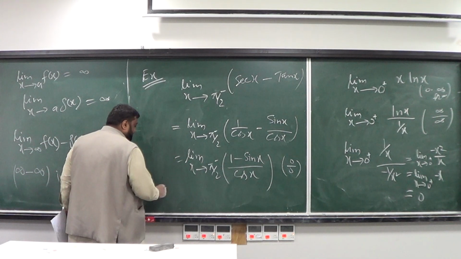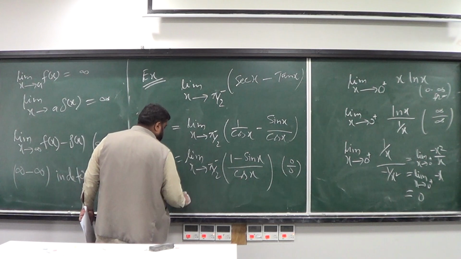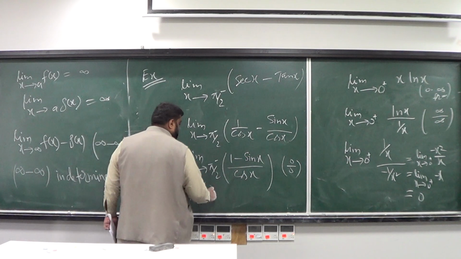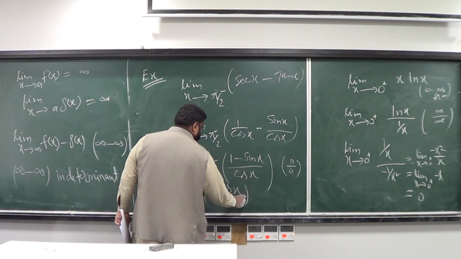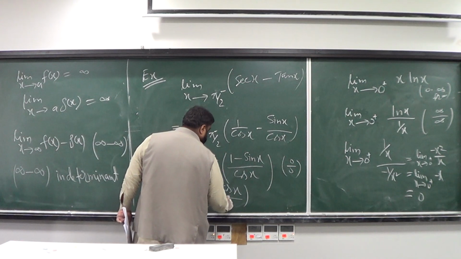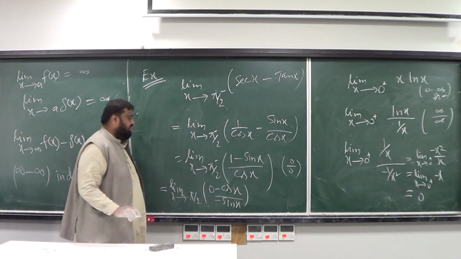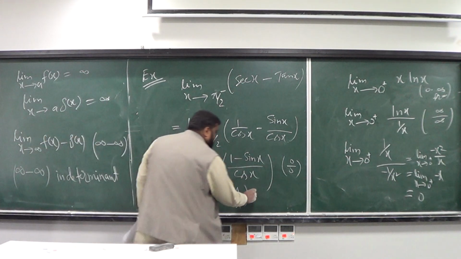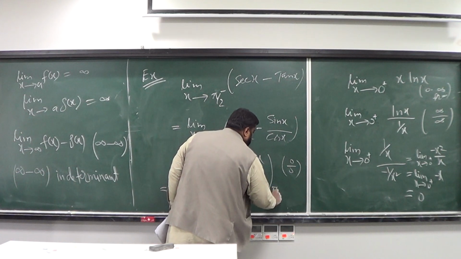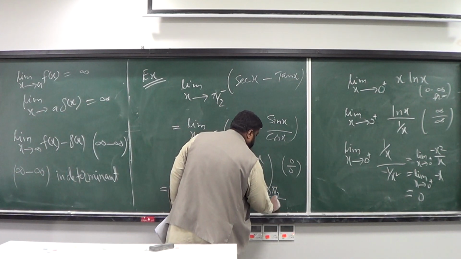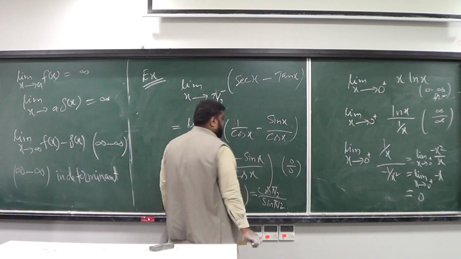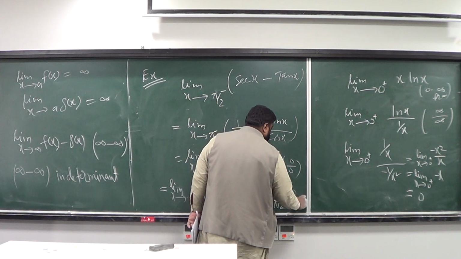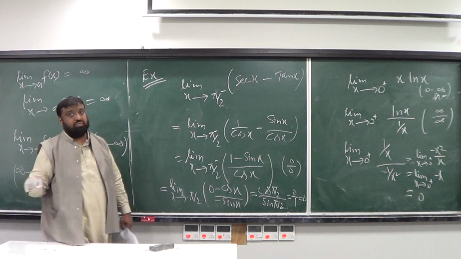If I apply the L'Hopital rule, this limit, as x goes to pi by 2 from the left, becomes: 1 minus sine x becomes 0 minus cos x, and cos x becomes minus sine x. Now if we substitute, this becomes cos pi by 2 over sine pi by 2. Cos pi by 2 is 0 and sine pi by 2 is 1. So it's going to be 0 by 1, which is equal to 0, so you got the limit.